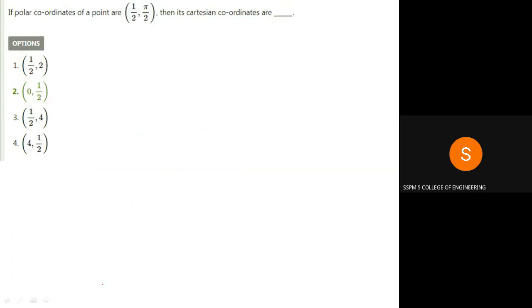Now next example. So this example is the reverse of the last example. Polar coordinates of a point are given. That means r, theta is given. That is 1 by 2, pi by 2. And we are asked to find x and y. That is, Cartesian coordinates are to be found here. Okay? We are given the value of r and theta. So how do you find it now? Okay. So we know that x is equal to r cos theta and y is equal to r sin of theta.